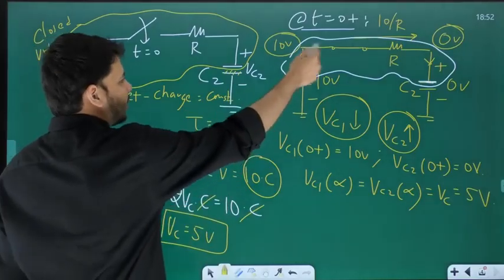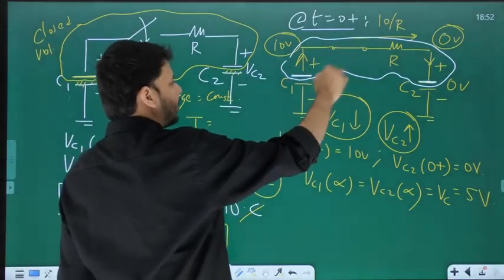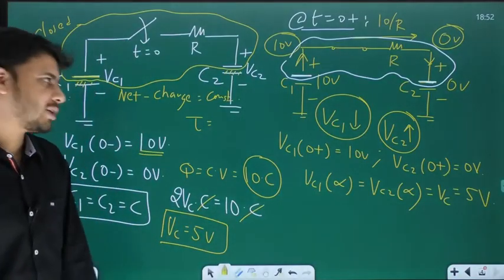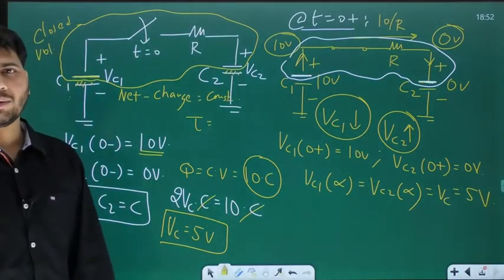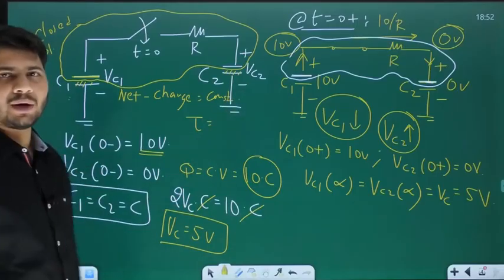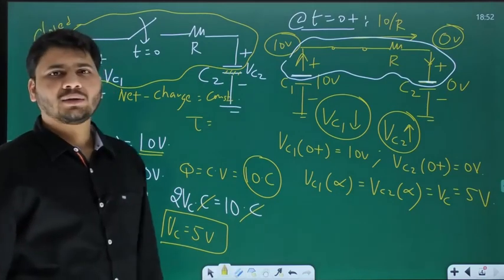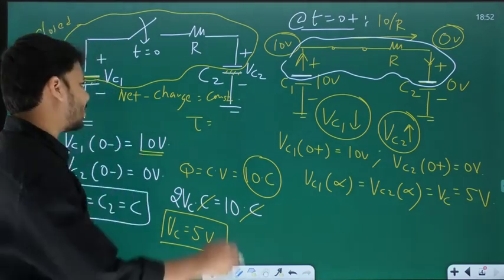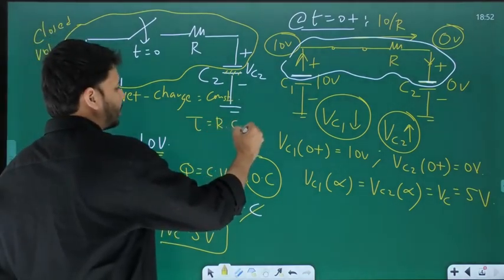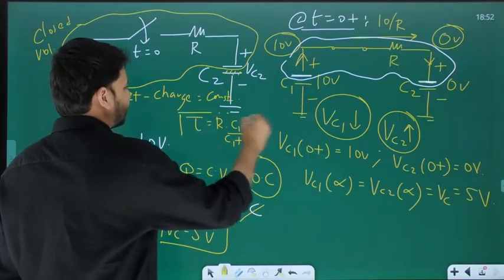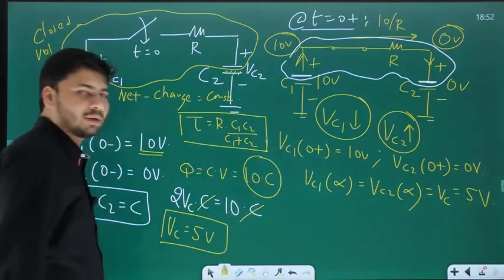Since in the circuit for t greater than 0, C1 and C2 are in series, they can be clubbed into a single capacitor value C1 C2 by C1 plus C2, and of course there's only one resistor. So R equivalent is R, and C equivalent is C1 C2 by C1 plus C2. So tau is R times C1 C2 by C1 plus C2. This is the expression for tau.